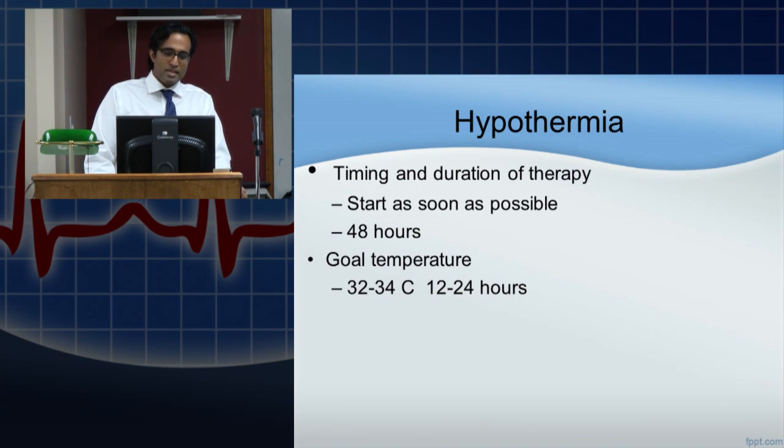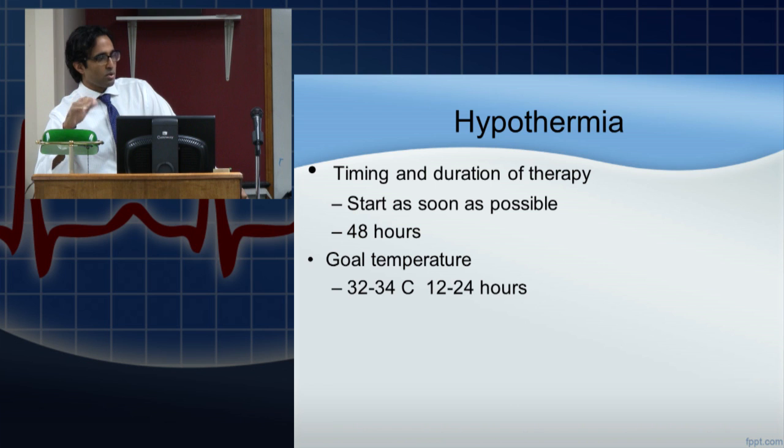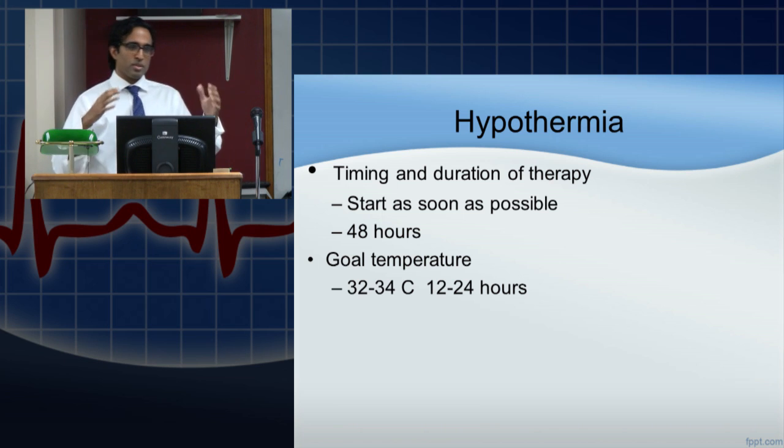And then the timing of hypothermia is you want to start as soon as possible. We usually keep it for 48 hours, and our goal temperature when we get them is about 32 to 34 degrees centigrade. We want to do that for 12 to 24 hours. We want to keep them cold before we think about rewarming. And you're probably wondering, well, how long do we do it for? Why do we do it?